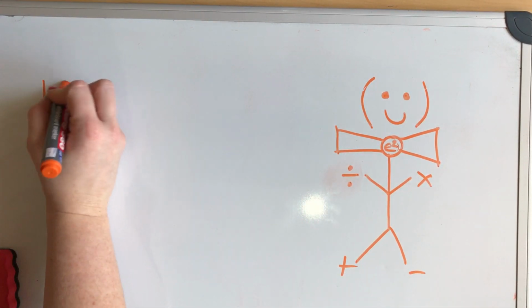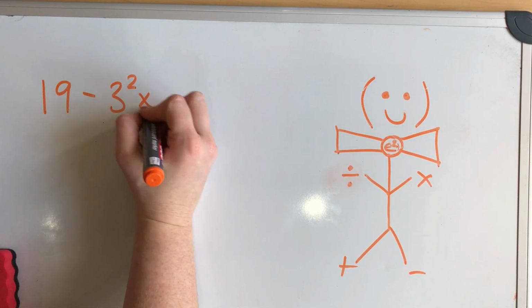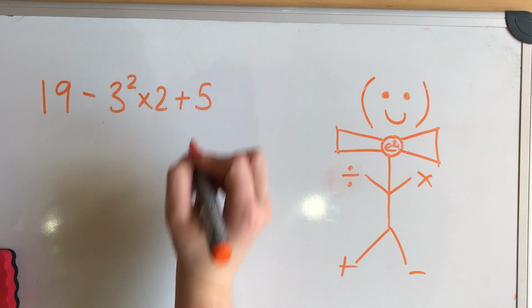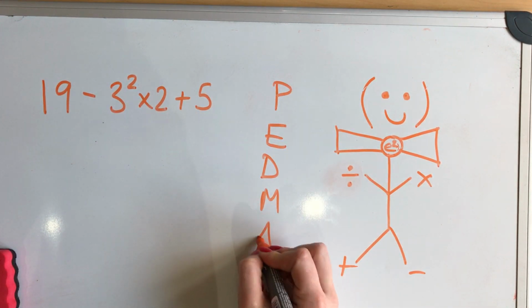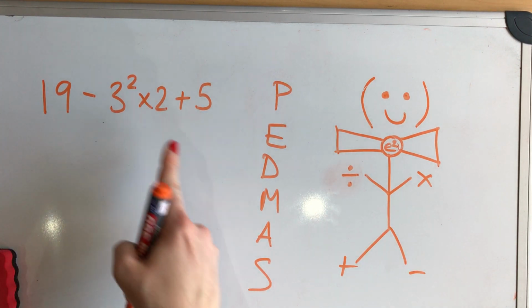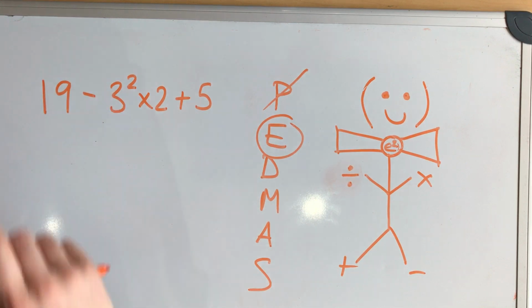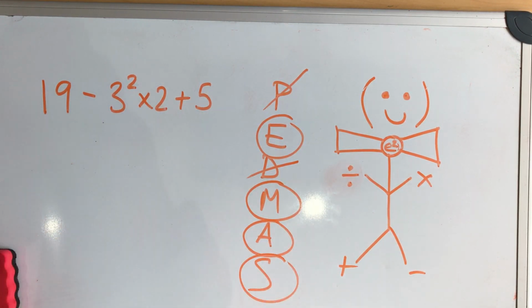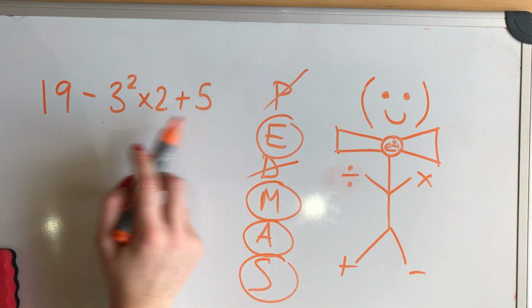Let's do 19 take away 3 squared multiplied by 2 plus 5. PEDMAS. Do I have any parentheses? No. Exponents? Yes, because this is an exponent here. Division? No. Multiplication, addition and subtraction. So now I've got quite a few of them in here. So I need to be very careful on how I do this. So I start with my exponents.